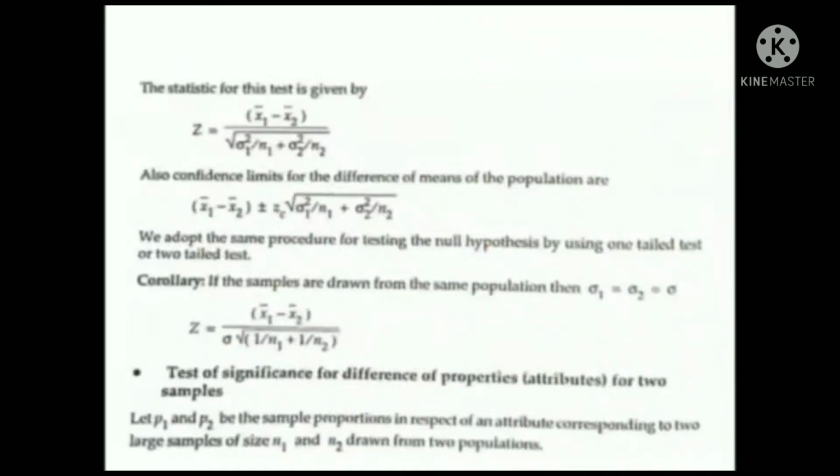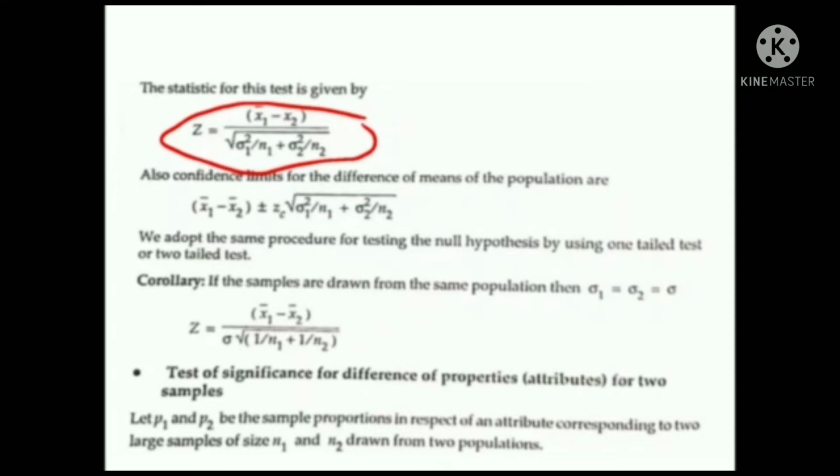What is the test statistic here? Here you can see that the test statistic Z is given by this formula. Z is equal to x1 bar minus x2 bar divided by the square root of sigma 1 square divided by n1 plus sigma 2 square divided by n2. So this is the formula for Z. By the way, what is Z? Let me remind you, all large samples follow the normal distribution, and here Z is considered the standard normal variate.